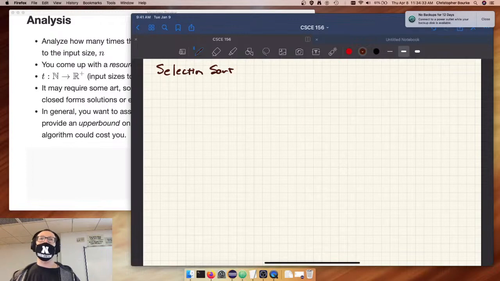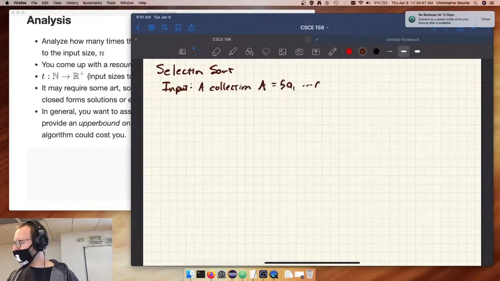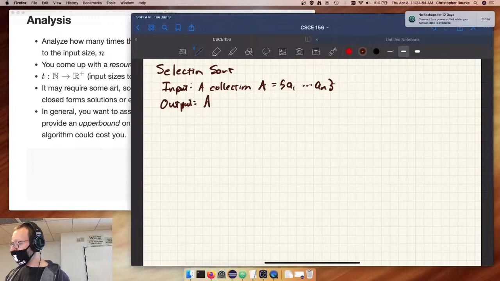Okay? Let's write the pseudocode to do it. I'm going to clearly label my input. And in this case, there's only one of them, right? A collection, A, consisting of A1 through AN. Okay? And our output here is going to be A sorted.